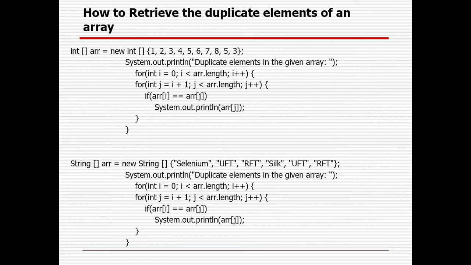So, sometimes there is an array and you need to find out whether any duplicate element is available or not, right? An array can be of any data type, right? It can be integer, string, float, double, like that. So here I will show you how we can print the duplicate elements of an array.